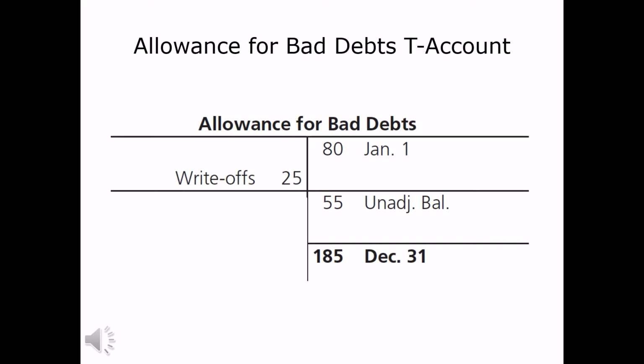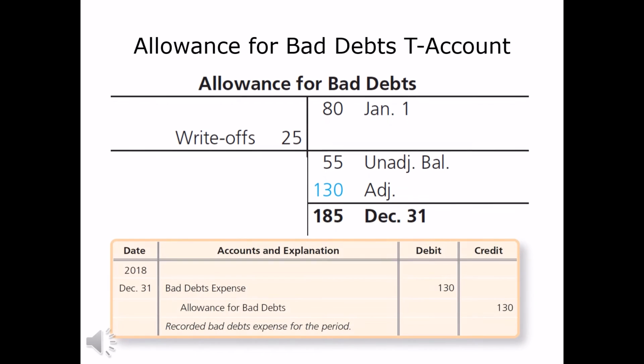Let's go back to our allowance for bad debts T account. This means that $185 is our desired ending credit balance in the allowance for bad debts account. You'll remember that our previous balance was $55. So we need to make an adjustment of $130, which will be a credit, in order to come up with that $185 ending balance. That journal entry will be bad debts expense for $130 and allowance for bad debts credit of $130.